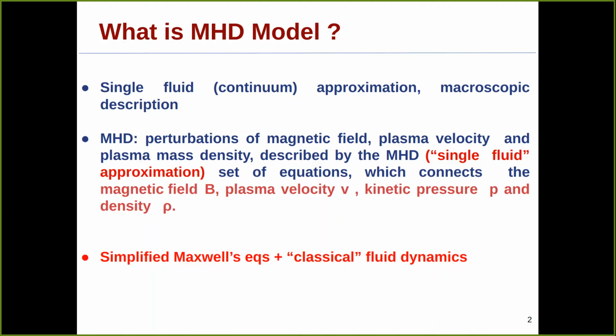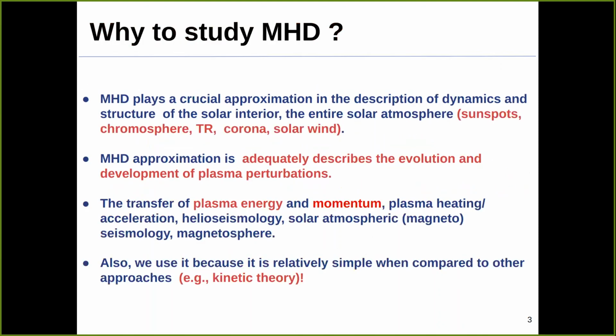So why study the MHD? MHD is the approximation crucial to describe the various transients as well as the wave phenomena in the solar atmosphere. And you know already waves as well as the transient phenomena are the most prominent phenomena in the solar atmosphere, which account for transporting the mass as well as the energy into the upper atmosphere from the lower atmosphere. So these MHD approximations describe the evolution of various types of waves, which I will discuss later in detail.